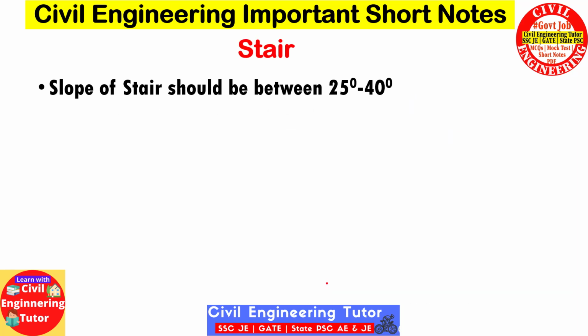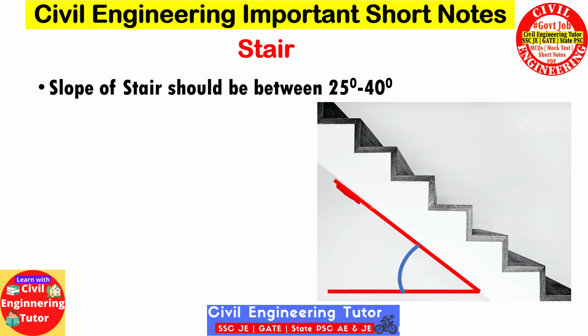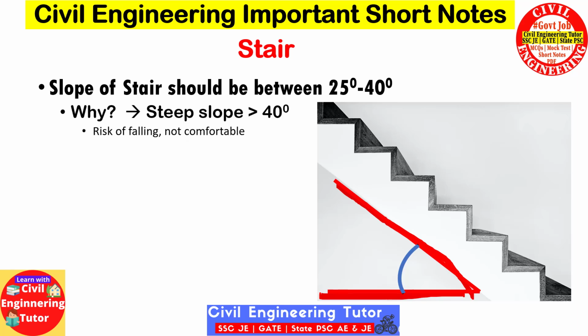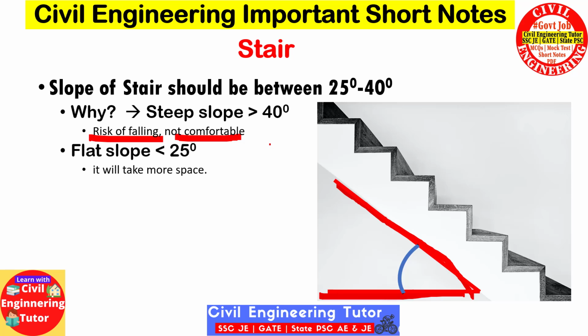Now some important specifications about stairs. So the slope of a stair should be between 25 to 40 degrees. Remember this, it is often asked in competitive exams. Now why this 25 degree to 40 degree range? You can see this is the slope. I think most of you are familiar with this. So if we provide a slope of more than 40 degrees, then it will be very steep and there will be risk of falling and it is also not comfortable. And if we provide a flat slope below 25 degrees, then it will take more space.